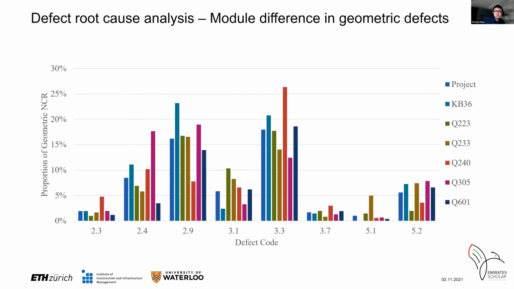This figure displays the module difference in geometric defect code proportion compared to the baseline average for the project. While it is not clear how module complexity will affect geometric nonconformance, it is evident from the figure that defect code 2.9, which represents a material dimensional issue, and defect code 3.3, which represents a fabrication dimensional issue, are the 2 most frequently cited nonconformances.